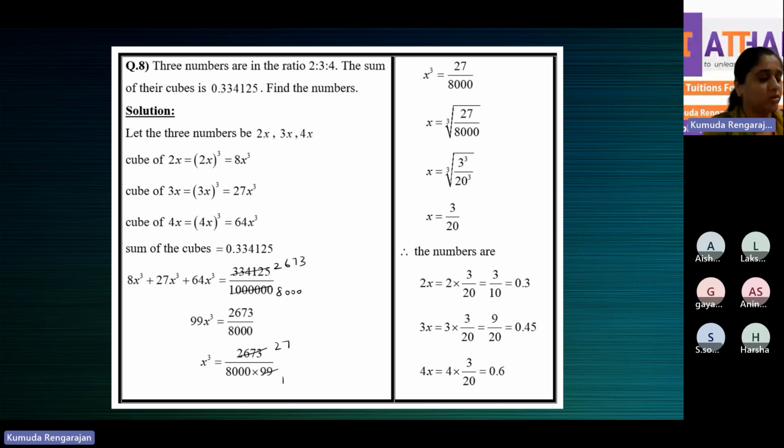This is 2x into 2x. Yeah, okay, I'll correct this. What is the cube of 10? 10 into 10 into 10, which is 1000. But you have written 10 plus 10 plus 10 here. The cube should be multiplication: 2x into 2x into 2x, 3x into 3x into 3x.